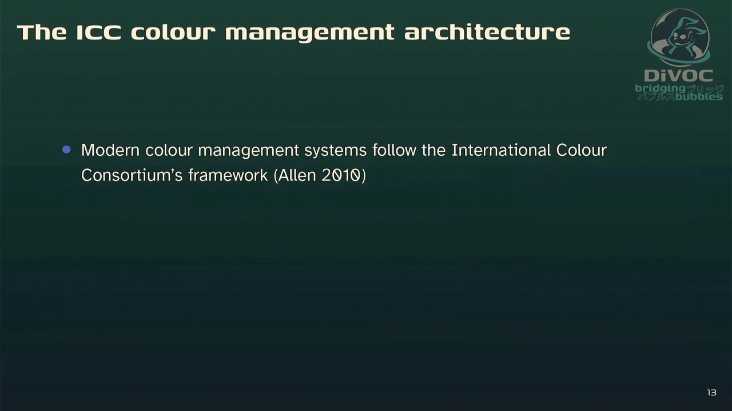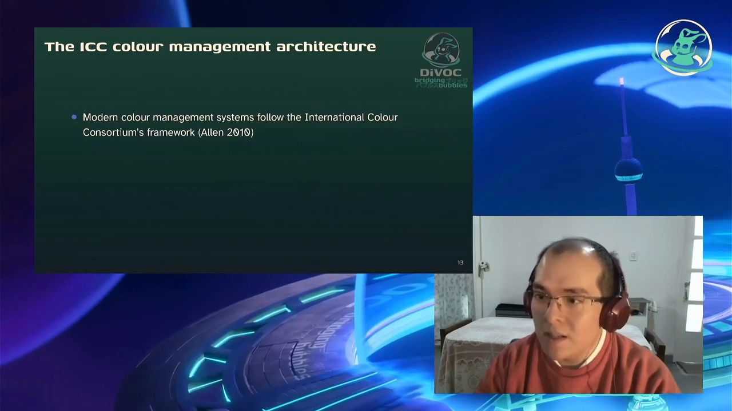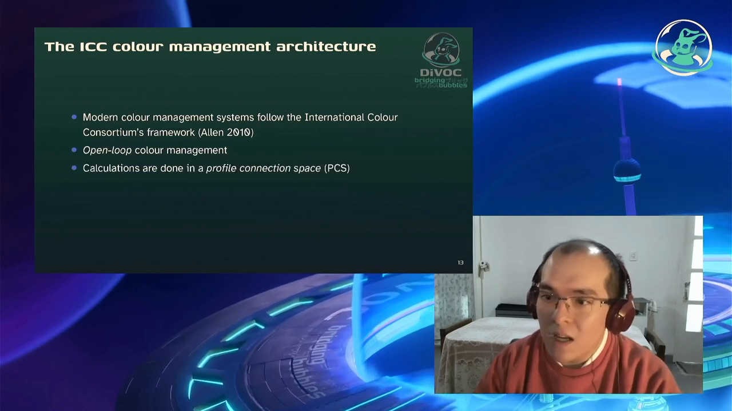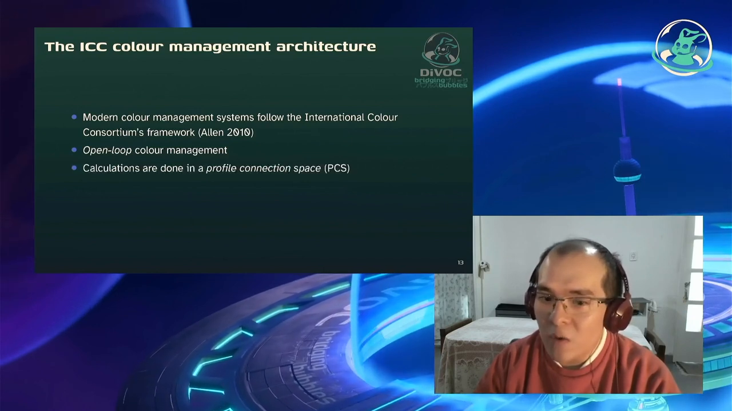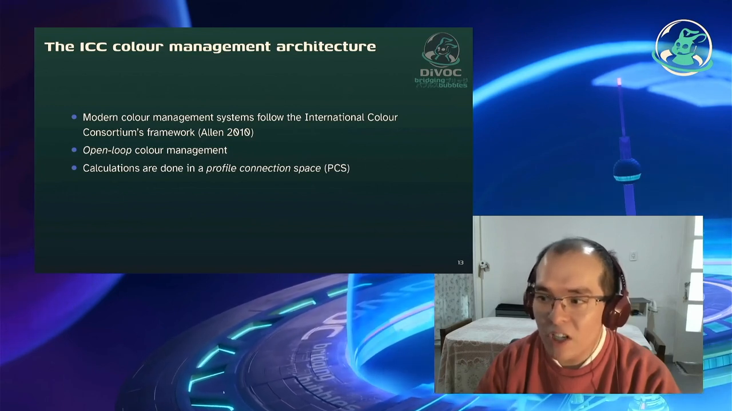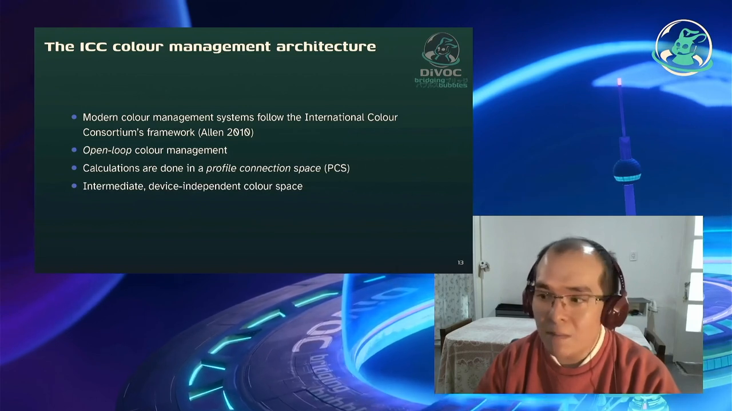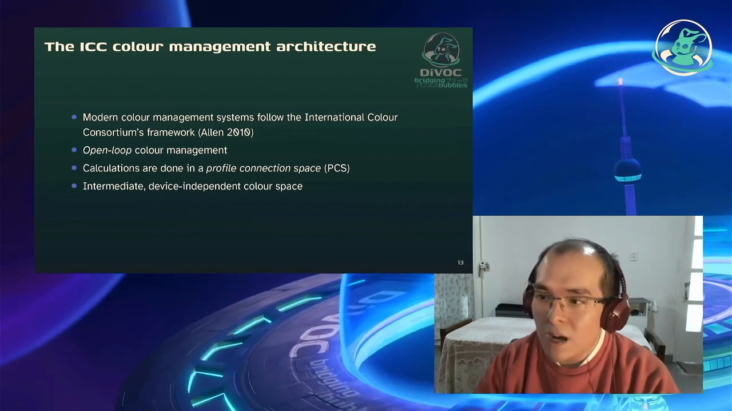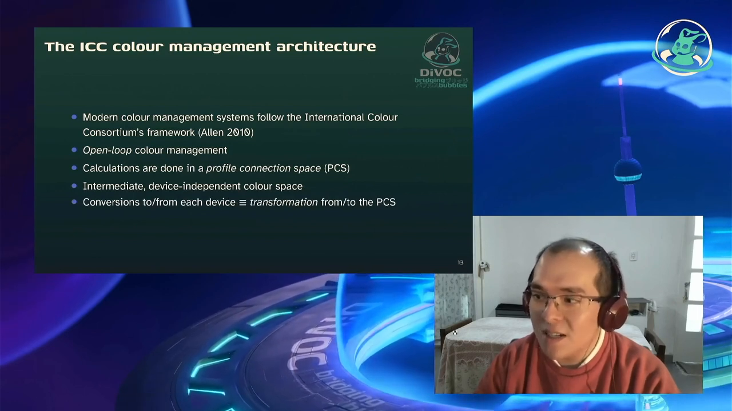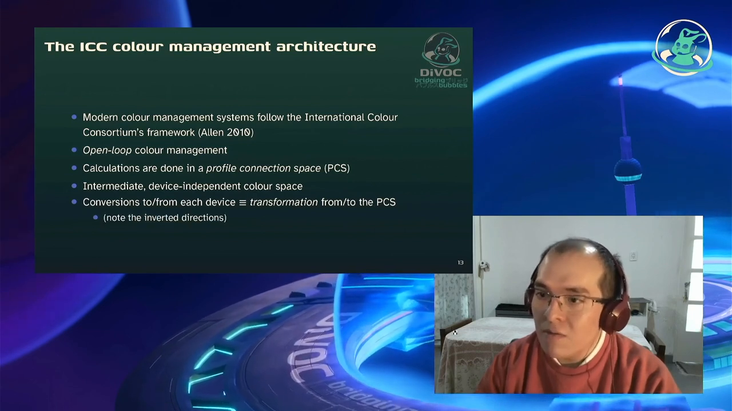Now, there are two main architectures, but nowadays we use the one that is specified by the International Color Consortium, that is called open loop color management. In open loop color management, all the calculations are done in a single space that is called the profile connection space, which is an intermediate and device-independent color space. Under open loop, each transformation to and from each device is mapped to a single transformation to the PCS.